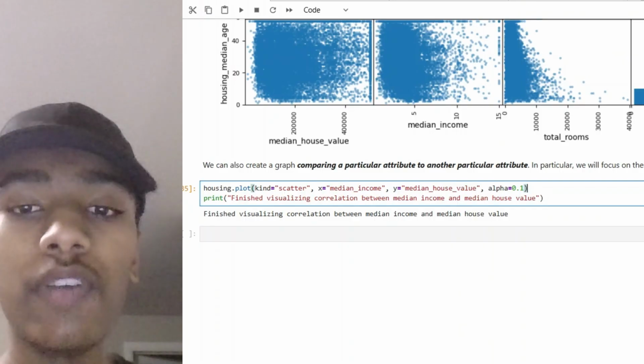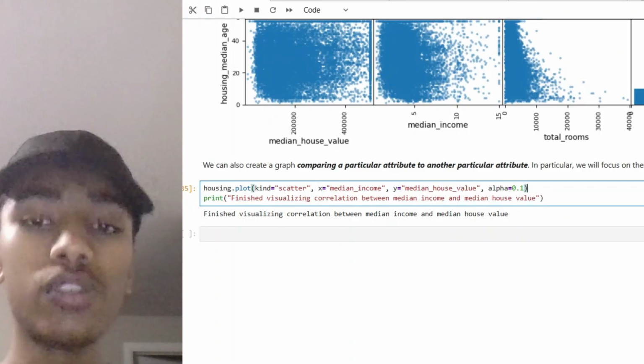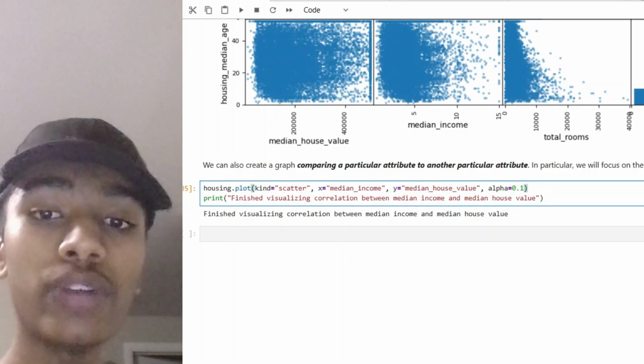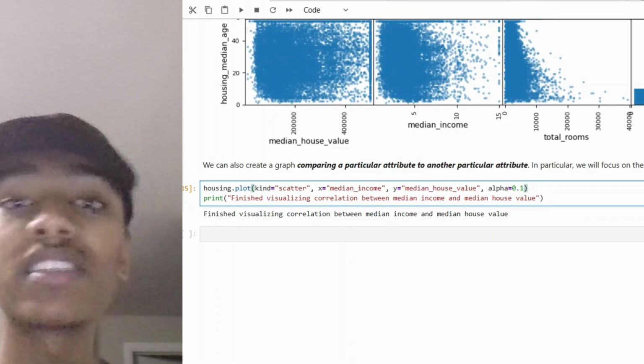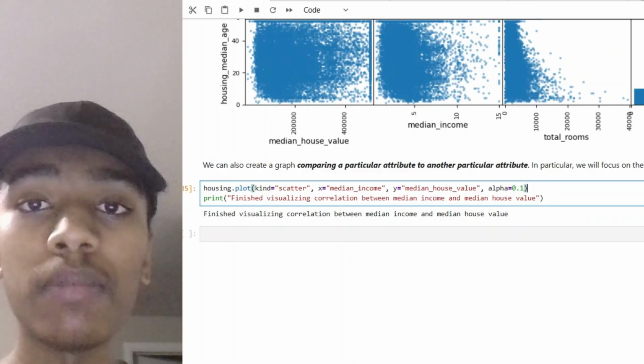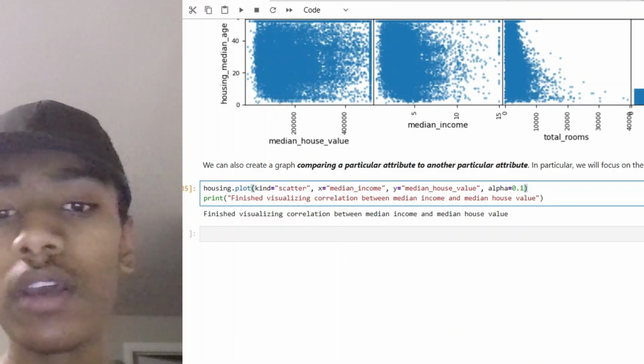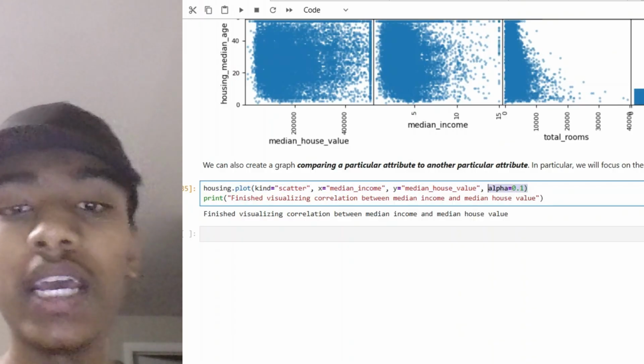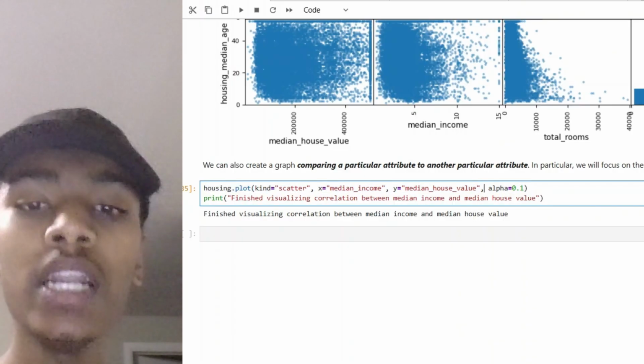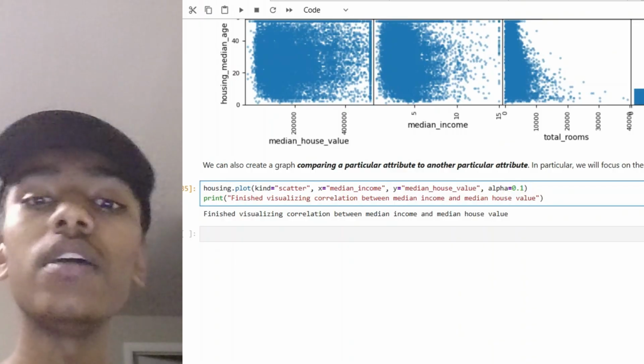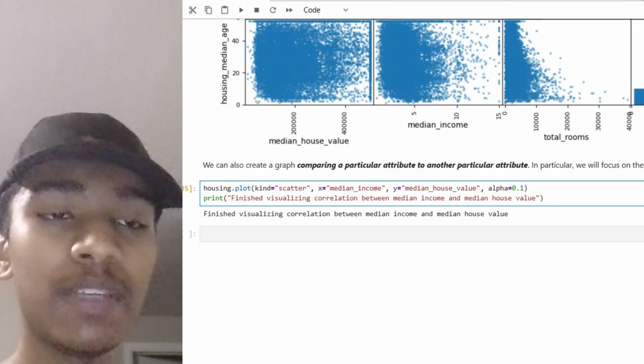Remember what alpha is. Alpha basically says that if it's closer to 0, it's going to be more transparent. If it's closer to 1, it's going to be more opaque. Opaque simply meaning that it's not see-through. All right, and so we're putting it at 0.1. Now, the reason why we put it at 0.1 is because let's say we put the opacity, in this case, as being 1.